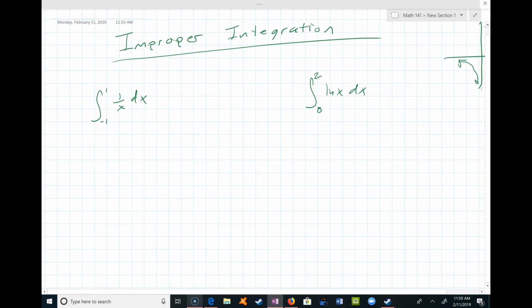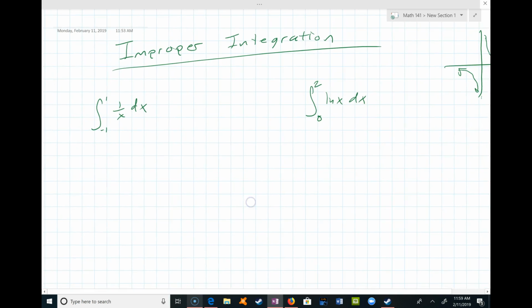So that means this is an improper integral, which means we have to handle it differently. So what we do is we break it into two integrals. We're going to break it from -1 to 0 of 1 over x dx plus the integral from 0 to 1 of 1 over x dx. So we can see the problem. 0 is the problem. So then what we're going to do is replace 0 with b.